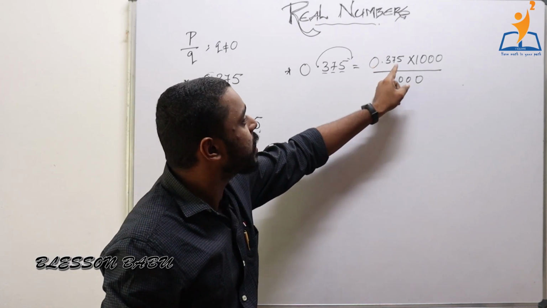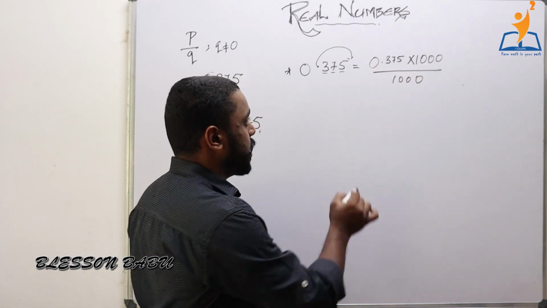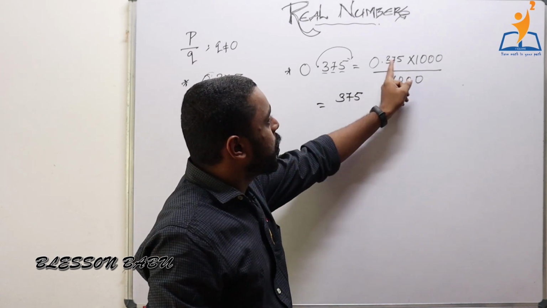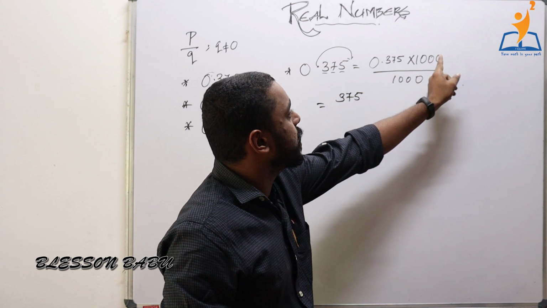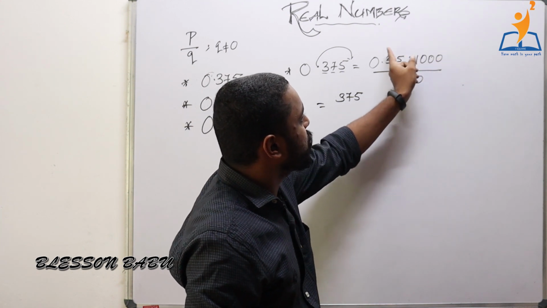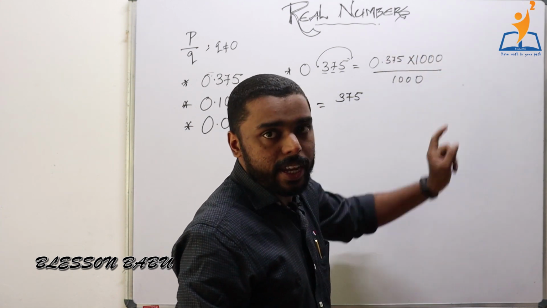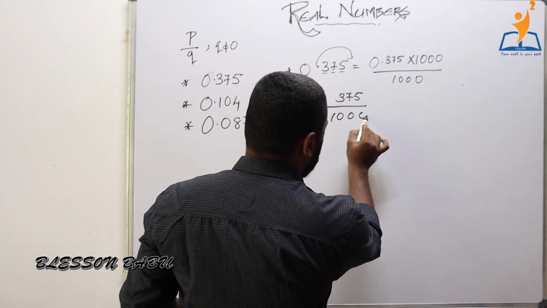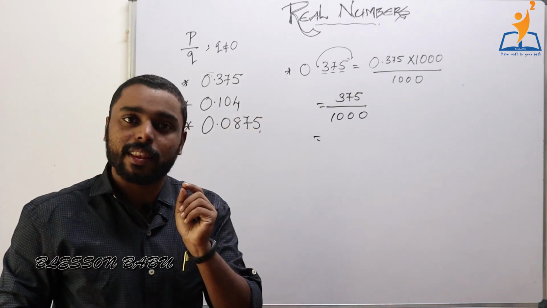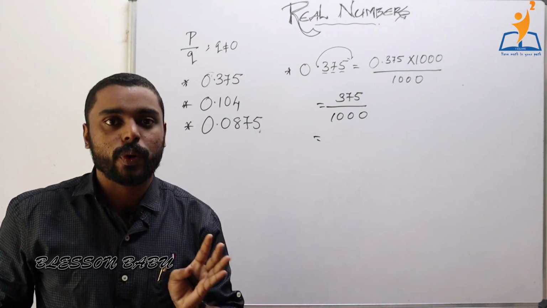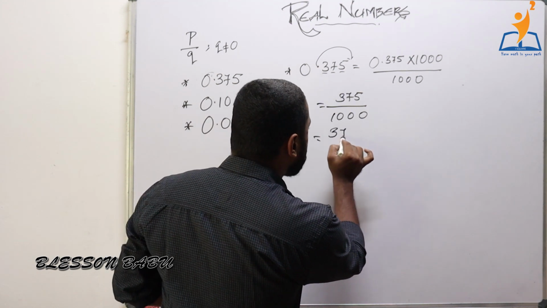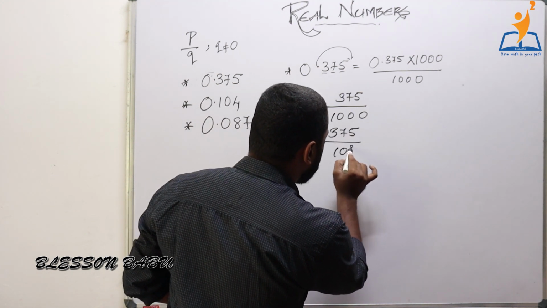Now 0.375 into 1000 will be equal to 375, since when we multiply this number by 1000, the decimal point moves 3 places to the right, right? So 375 divided by 1000. Now 1000 is nothing but 10 cube. Of course 10 square is 100, 10 cube is 1000. So we have 375 divided by 10 cube.